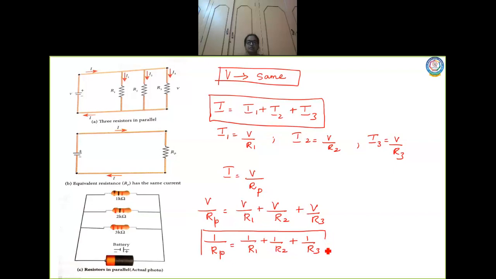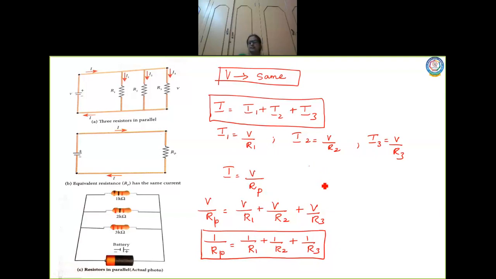So the reciprocal of the effective resistance. Now where is the R here? In the denominator. So the reciprocal of the effective resistance connected in parallel is equal to the sum of the reciprocal of the individual resistors. I repeat again, the reciprocal of the effective resistance connected in parallel is equal to the sum of the reciprocal of the individual resistors. Okay, and how will the effective resistance value be? Let us also check that.